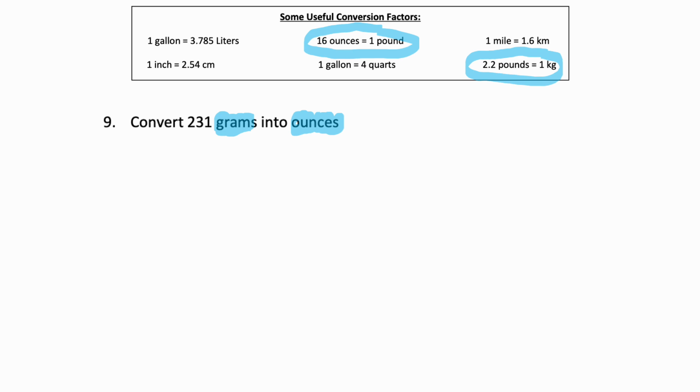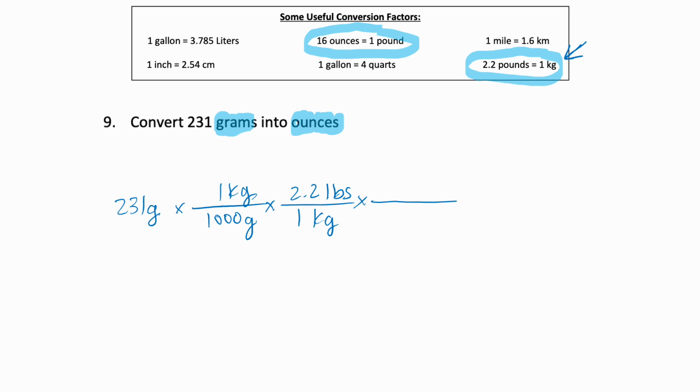So we're going to start with what we have, which is 231 grams. And I know to get started, we're going to have to get to kilograms. So we're going to do that first. In 1 kilogram, I have 1,000 grams. Now I can go from kilograms to pounds. So I know in 1 kilogram, I have 2.2 pounds. And now I can go from pounds to ounces because I know in 1 pound, I have 16 ounces.